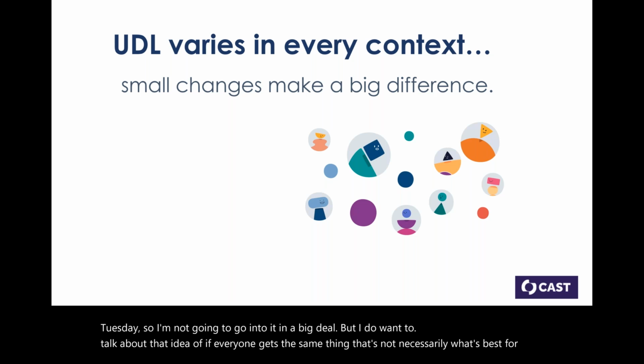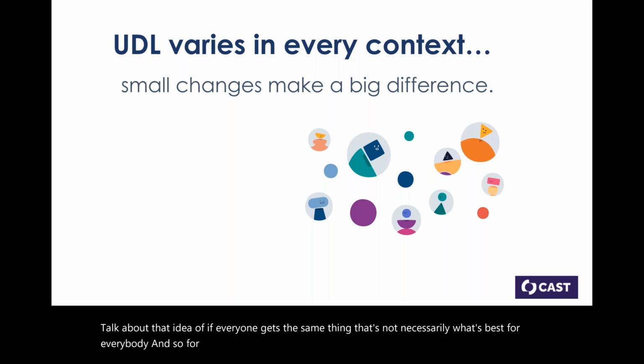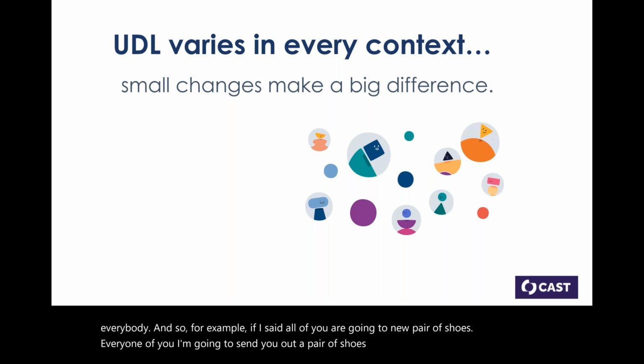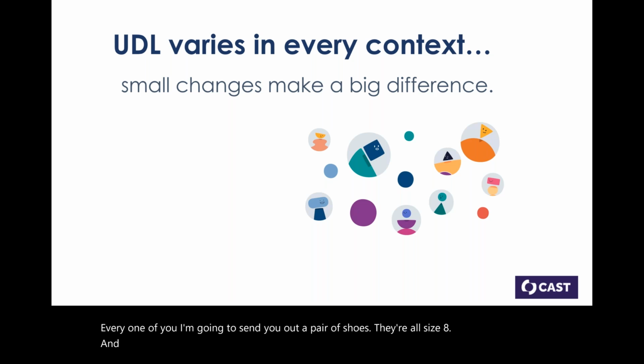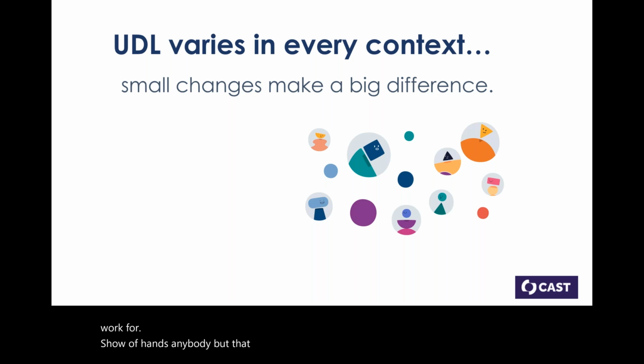And so, for example, if I said all of you are going to get a new pair of shoes, every one of you, I'm going to send you out a pair of shoes. They're all size 8. And they are all Nikes, and they're all red, and they're phenomenal. So how many of you would that work for? Show of hands. Anybody would that work for? Not seeing a single hand going up.